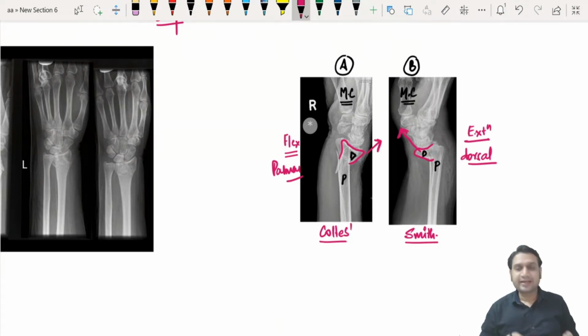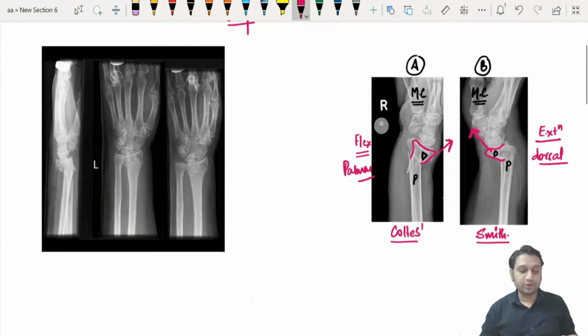Okay, so today in this video, we are going to talk about how to reduce a fracture of Colles. What exactly are the steps we need to take care of while we are reducing? Because in Colles fracture, the treatment modality followed in the majority of cases is conservative, the plaster application. So you should know the steps of reduction of the fracture, right?